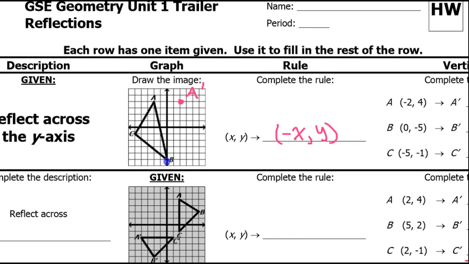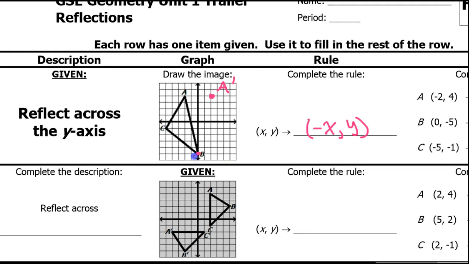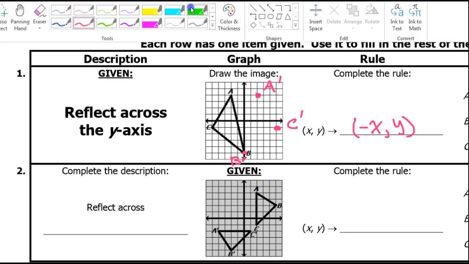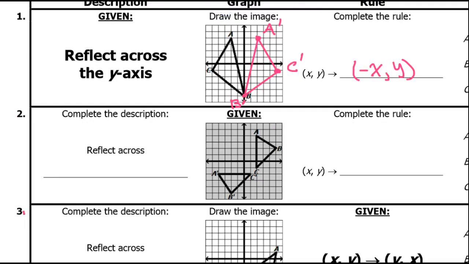Now notice that the point B is on the y-axis, so the reflection will not move, because it's on the reflection line. So I'll just write B prime next to this. But the point C is 1, 2, 3, 4, 5 units to the left. So I'm going to go 1, 2, 3, 4, 5 units to the right, and that should be C prime. And now we can just draw that shape. So that's it for problem number 1.